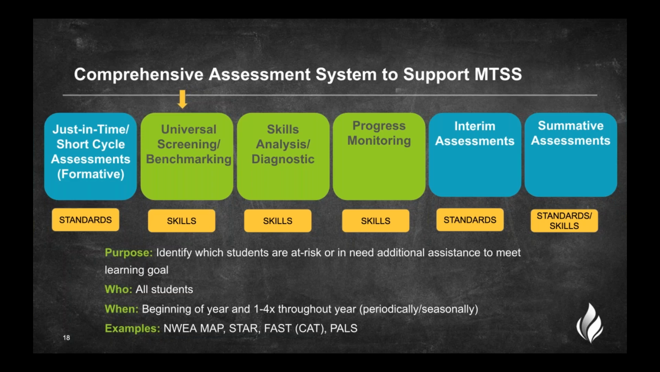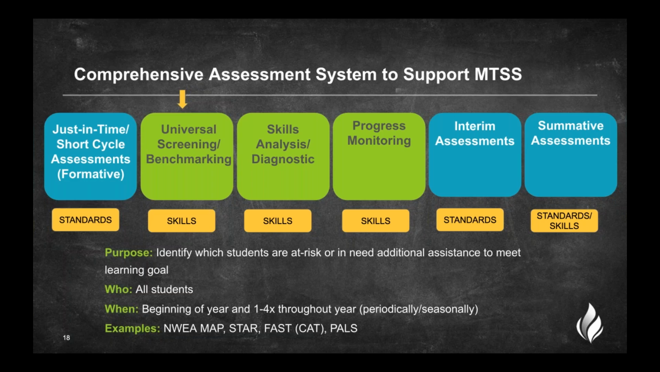So universal screening and benchmarking's main purpose is to identify students who are at risk or may need additional assistance in order to meet their learning goals. So it's really about identifying who Tier 1 instruction really worked well for and who maybe is at risk in some way or needs some additional assistance. It's for all students, thus the word universal, and the word screening implies to find those that are at risk. Universal implies that it's for all students.